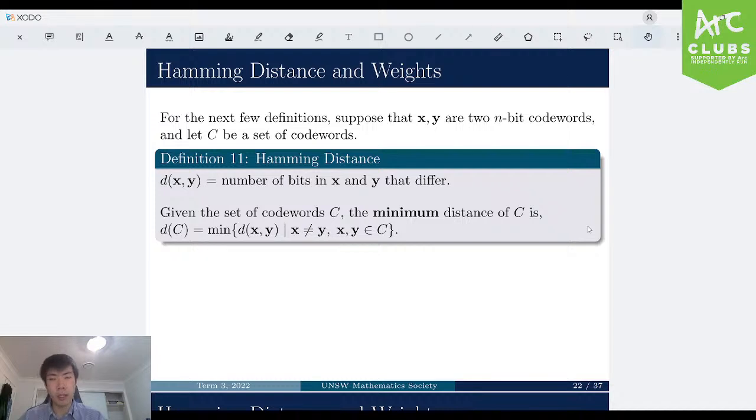Let's move on to having a look at Hamming distance and weights. For the next few definitions, suppose that the code words x and y are 2 n-bit code words, so the fixed length n. And let C be the set of code words.